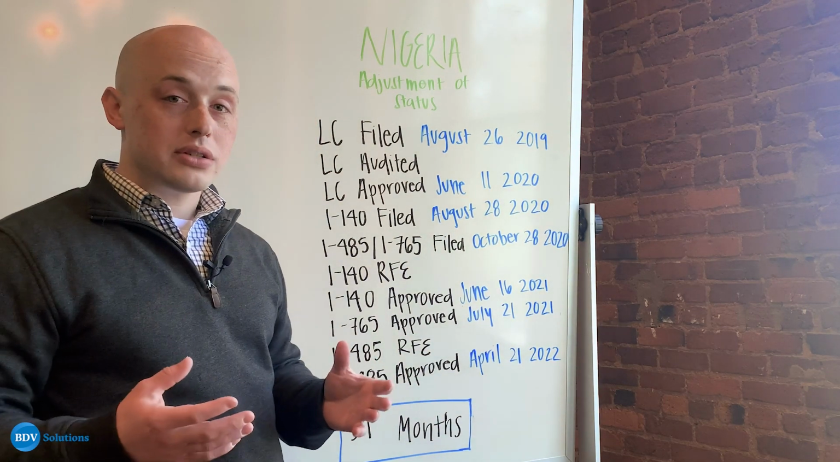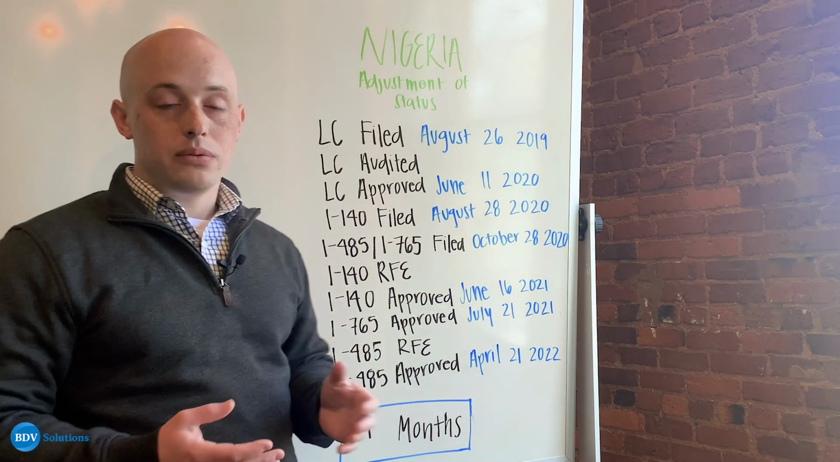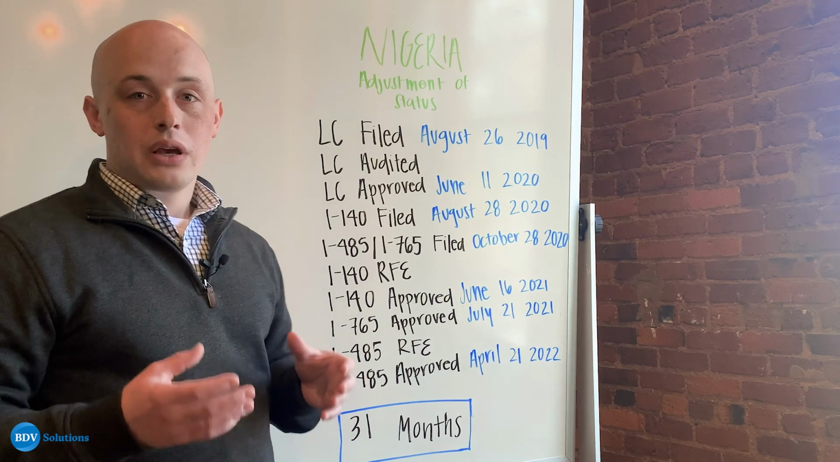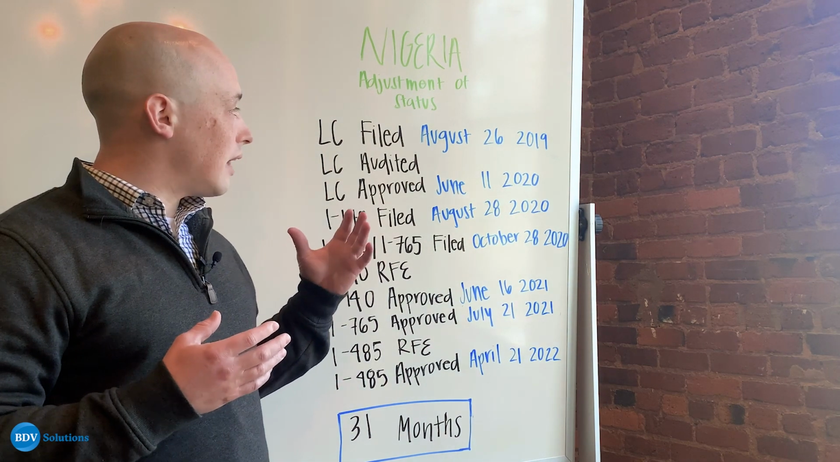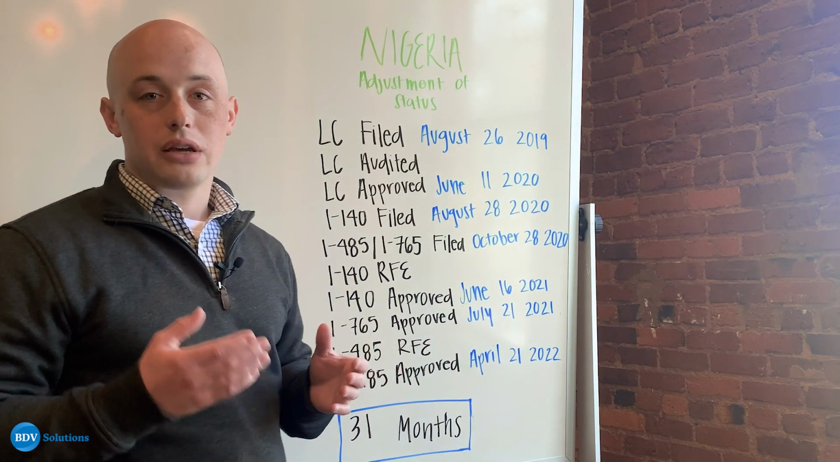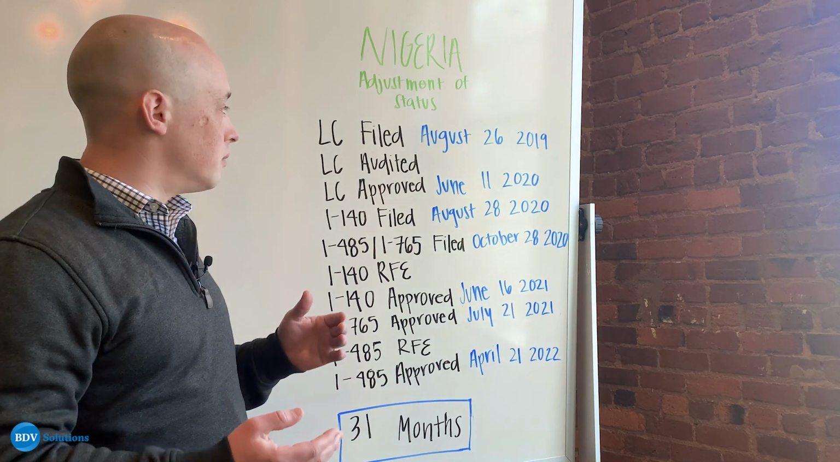The EB-3 process begins, as many of you already know, with filing the LC. The LC is short for Labor Certification. This is an application that goes to the Department of Labor that the sponsoring employer sends to show that they have taken all the proper steps to be able to sponsor your visa.